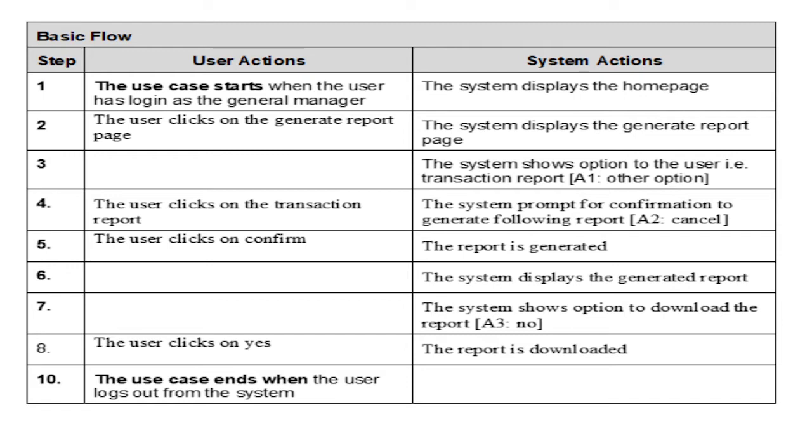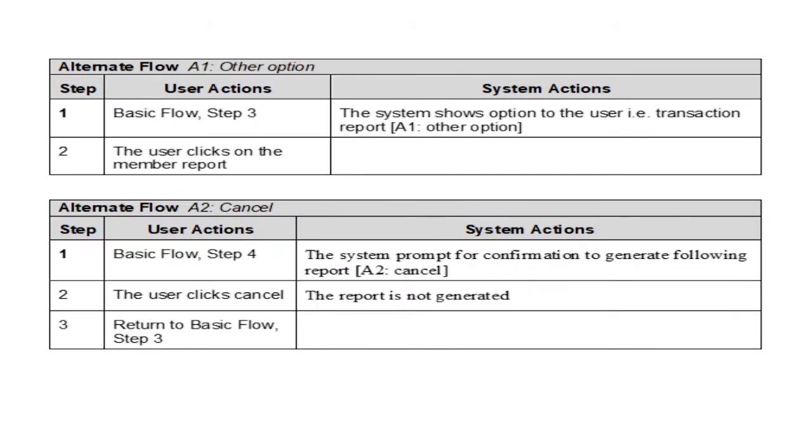So when the user clicks on one option, which is the transaction report, the system will prompt for confirmation to generate the following report. And the user clicks on confirm, then the report will be generated. So the system will display the generated report, and it also will show the option to download the report. So if the user clicks on yes, the report will be downloaded and the use case ends.